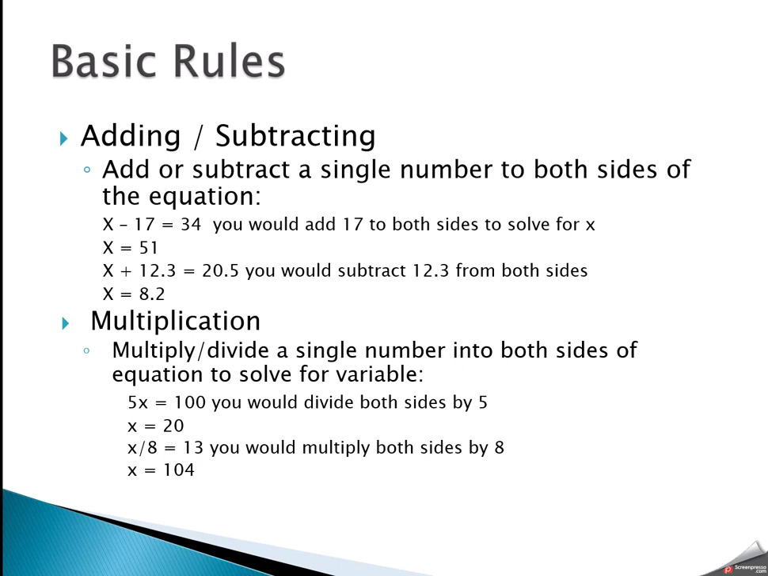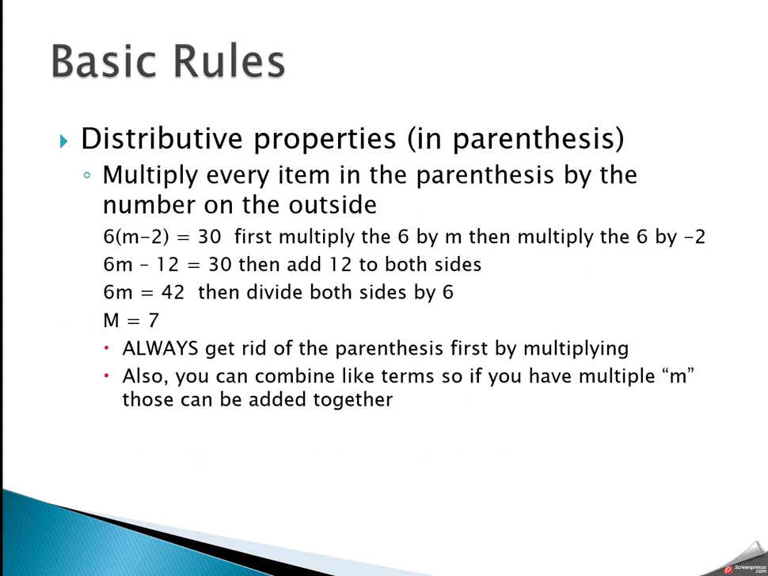We can also have multiplication and division. So 5x is telling us it's 5 times x equals 100. We're going to divide both sides by 5 to get the X by itself. So the X would have to be 20. The X over 8 would indicate it's X divided by 8, so it's like a fraction. So we're going to multiply both sides by 8 to get the X by itself. And then X equals 104.